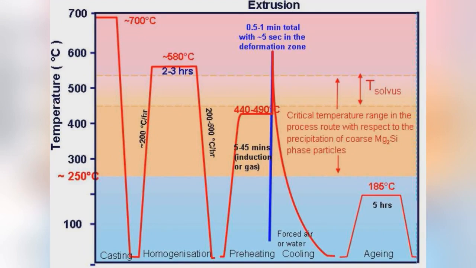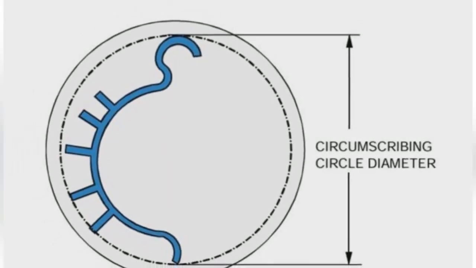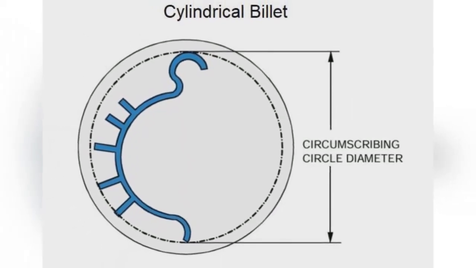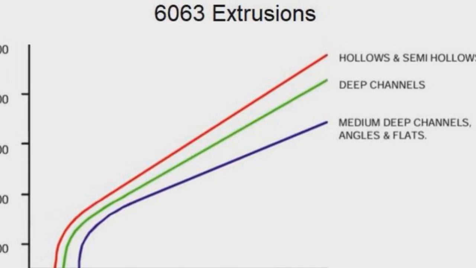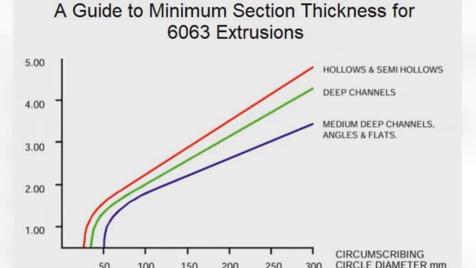The overall dimensions of a section are related to the billet diameter, and the minimum section thickness relates to the location of the section within this circumscribing circle, the complexity of the section, and the alloy. In the picture, there is that same circumscribing circle. Dimensions of the extruded sections are linked to the billet diameter, with minimum thickness defined by design complexity.